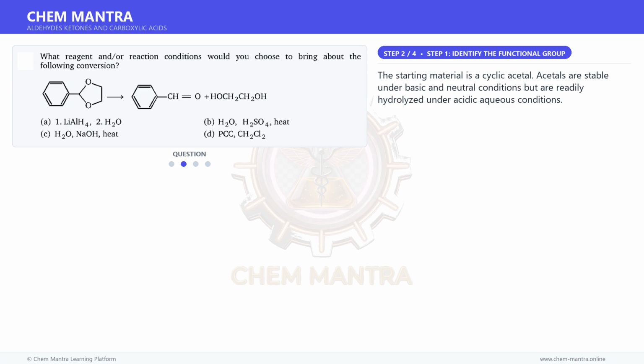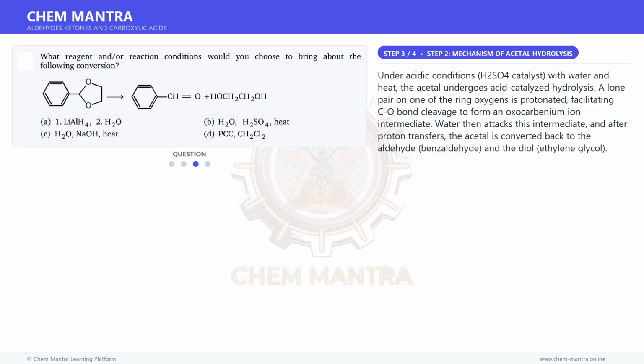Moving on to the next step. The starting material is a cyclic acetal. Acetals are stable under basic and neutral conditions but are readily hydrolyzed under acidic aqueous conditions. Moving on to the next step.